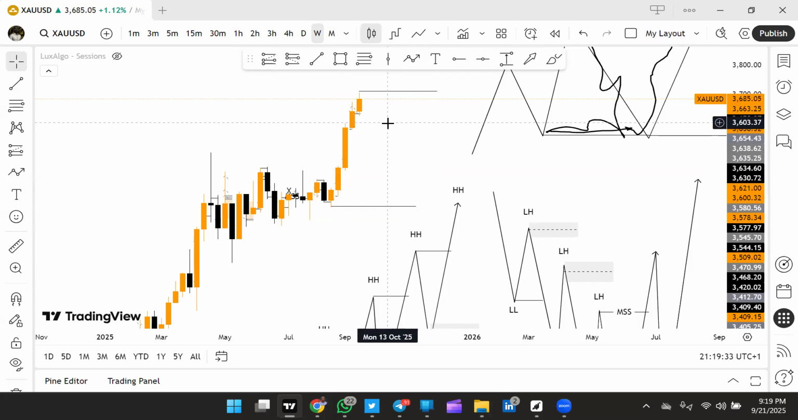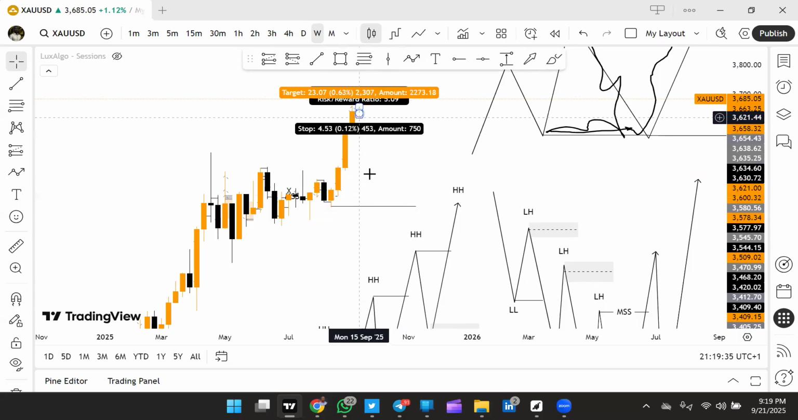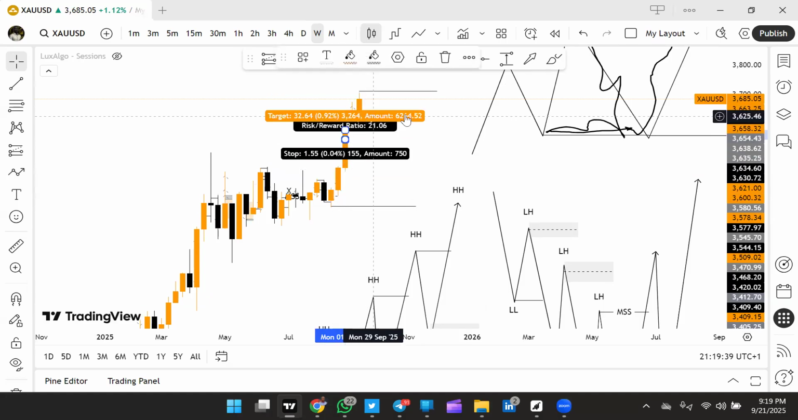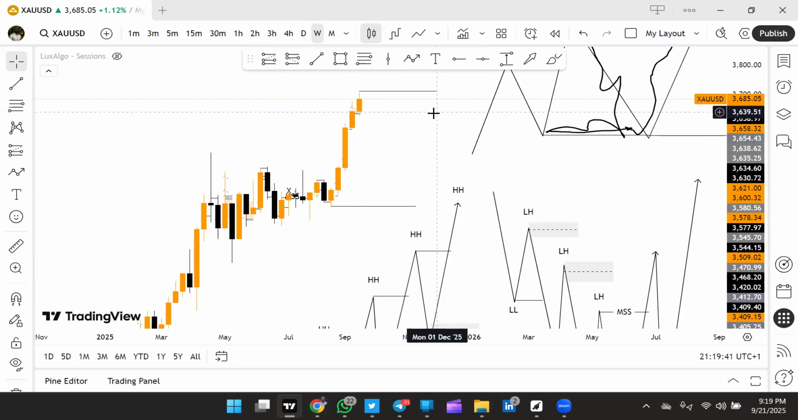For the past 5 weeks, 1, 2, 3, 4, 5, meaning 1 month and 1 week, gold has been clearly bullish. What do you think happened? Gold has been overbought.